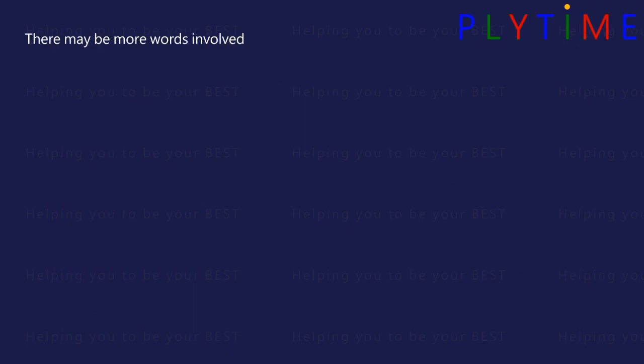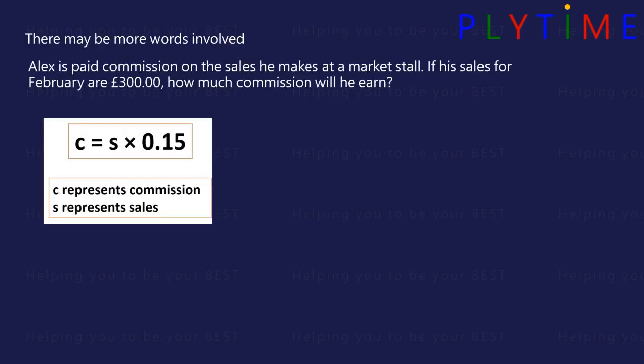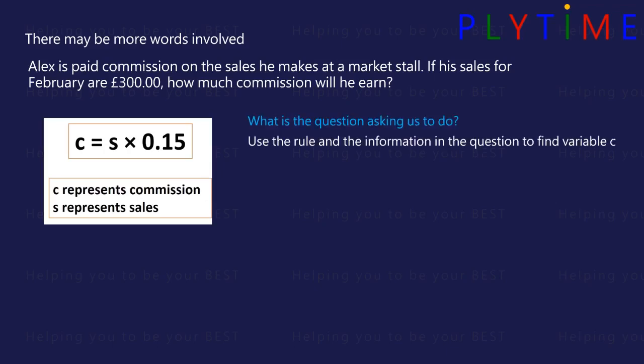There may be more words involved. Alex is paid commission on the sales he makes at a market stall. If his sales for February are £300, how much commission will he earn? What's the question asking us to do? Use the rule and the information in the question to find the variable C, or the commission.